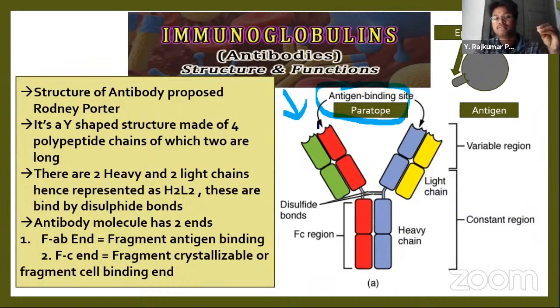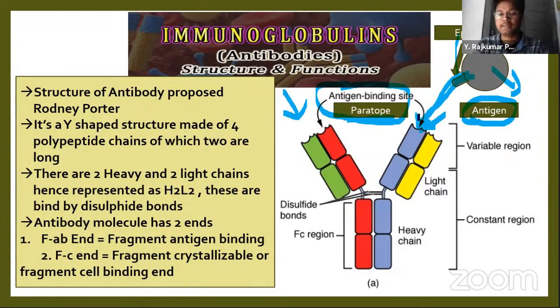And the site of antigen which binds to the antibody is called epitope. So epitope binds to the paratope. Paratope is the binding site of the antibody. Hope you remember. Here in the picture, you can see the antigen structure. Suppose this is an antigen or any bacterium, it has a surface marker. This will come and fit to the antigen binding site. Antigen is binding to the paratope. This is called epitope and this is called paratope. Hope you have understood the difference between epitope and paratope and the structure of immunoglobulins. FAB means antigen binding end.